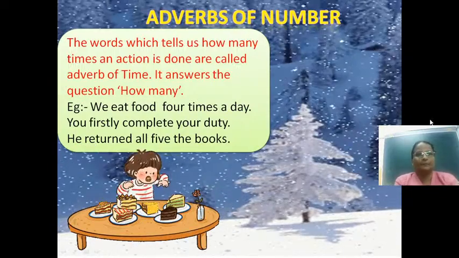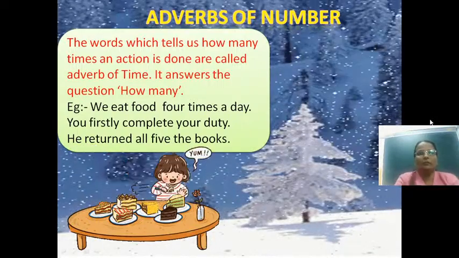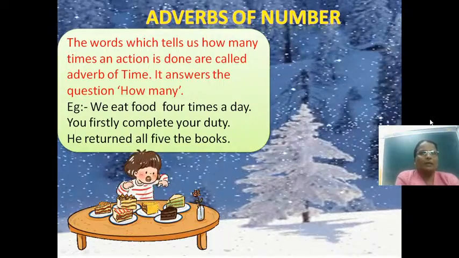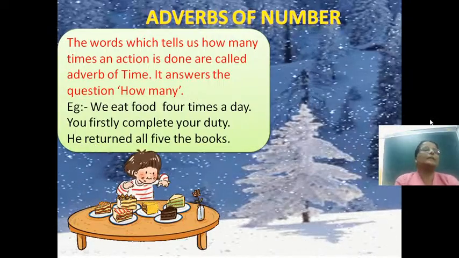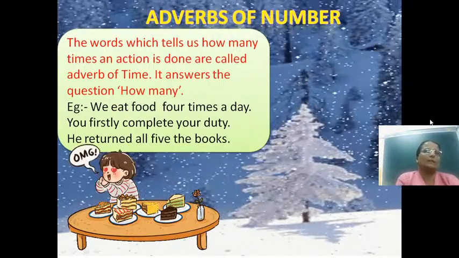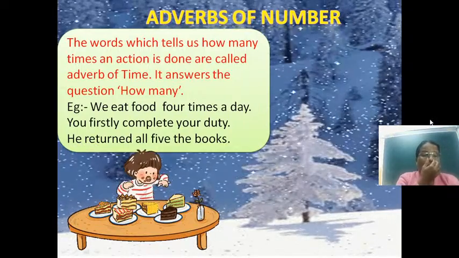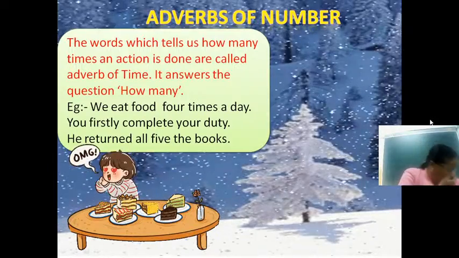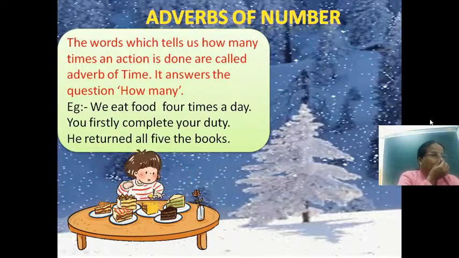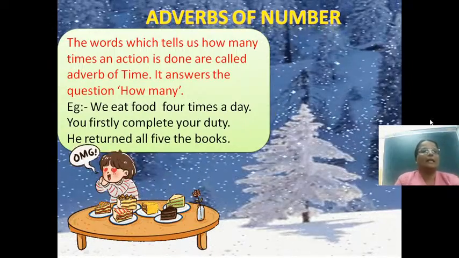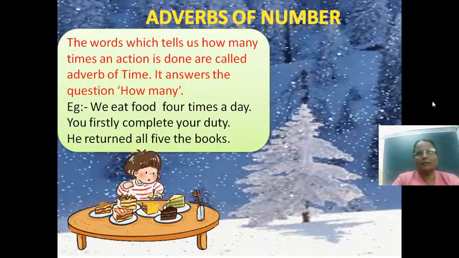Good, very nice. So now you have seen what is an adverb of number. Adverb of number is a word which tells us how many times an action is done in a sentence, and it answers the question how many. Adverb of number may include cardinal and ordinal numbers.